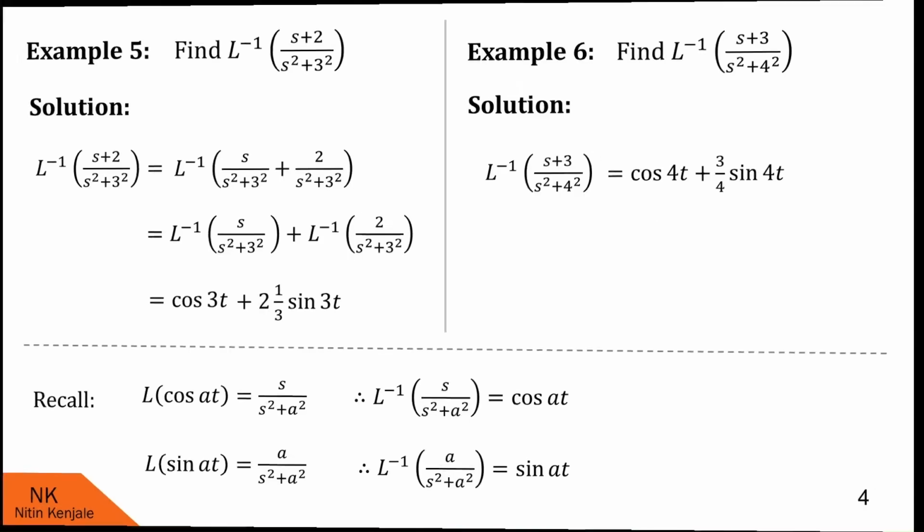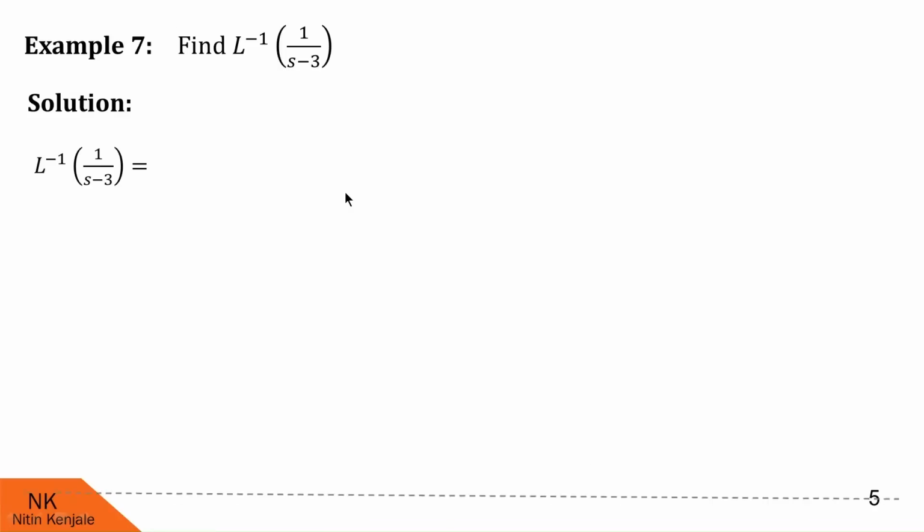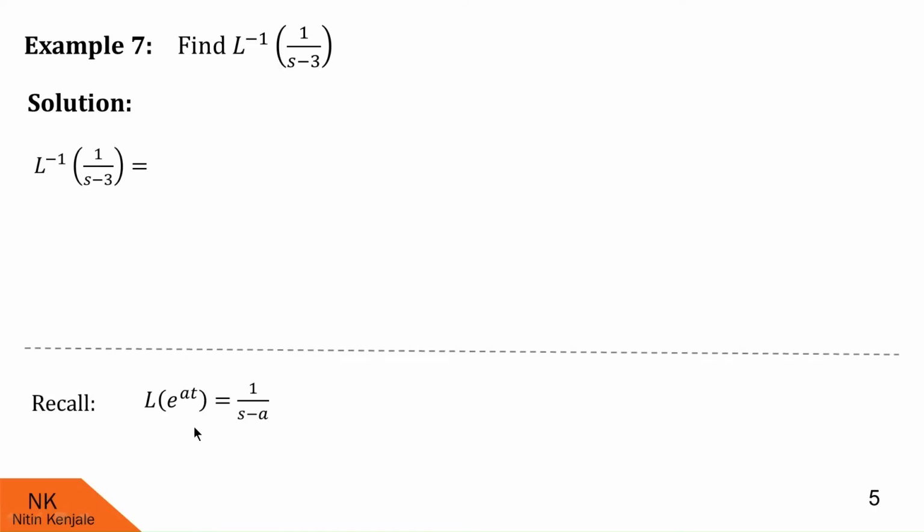Now let us proceed to the next example. Here we have to find L inverse of 1 upon s minus 3. Do you remember any function whose Laplace transform is 1 upon s minus a? If you don't remember, find Laplace of e raised to at. You will see it is equal to 1 upon s minus a. So this function is similar to this one when a is equal to 3. So clearly L inverse of 1 upon s minus a is e raised to at. Therefore L inverse of 1 upon s minus 3 is e raised to 3t.